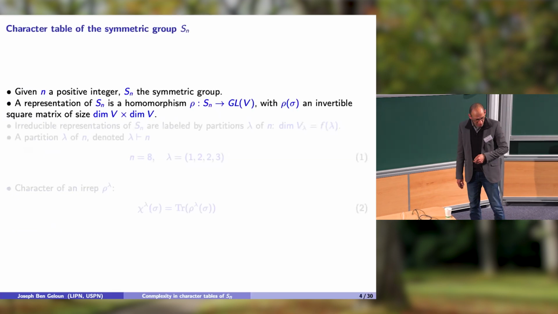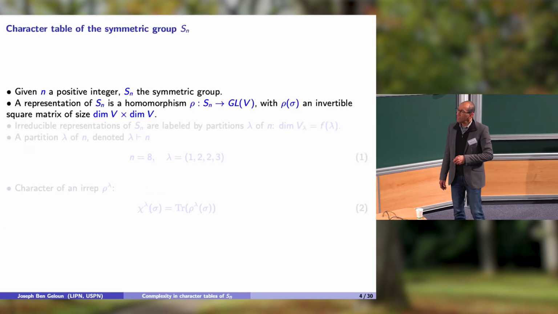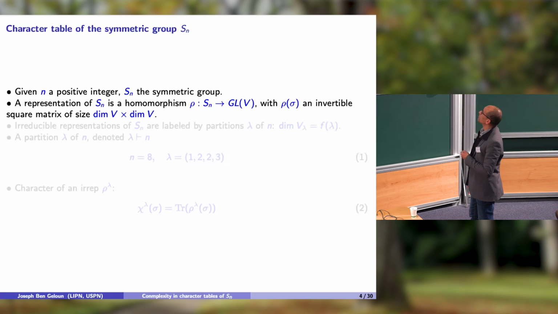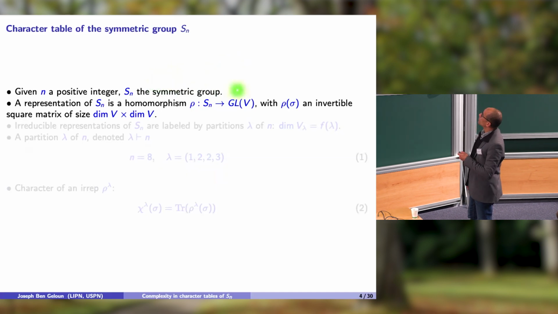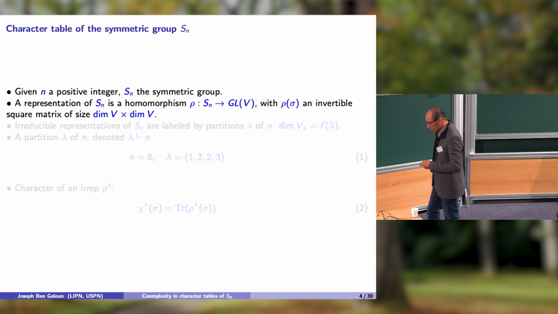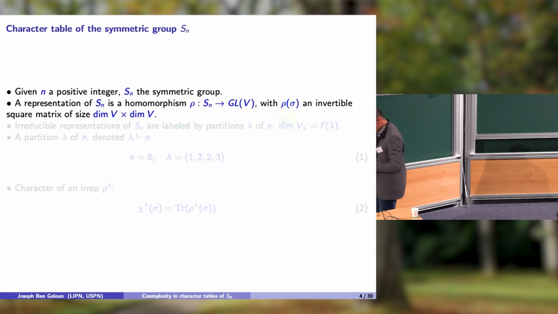So let me set a few basic definitions about the symmetric group. This is the way that I will note it: Sn, the symmetric group of n objects, n being a positive integer. And a representation will be just a homomorphism from Sn to the general linear group of a vector space of dimension dim V. Well, you ask that this matrix should be invertible.